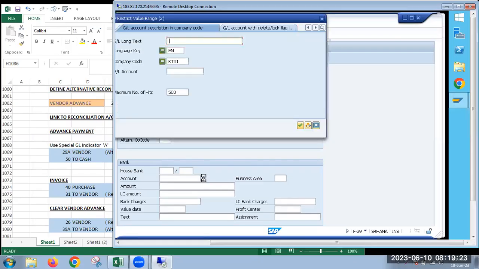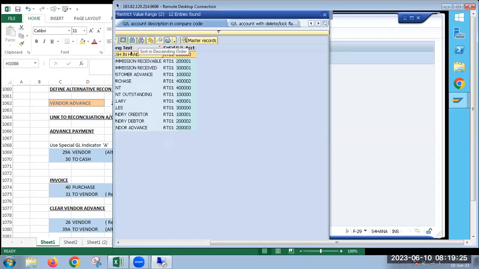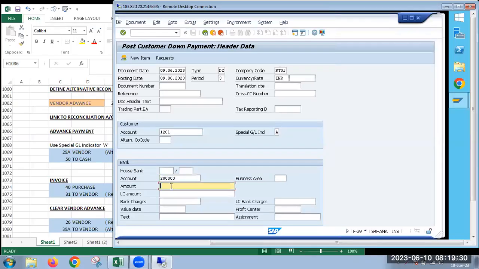From which bank account do we make the payment? Bank accounts we have not created, so for the moment we can use the cash account. Let's go for a 10,000 rupees advance posting. Okay, just enter.